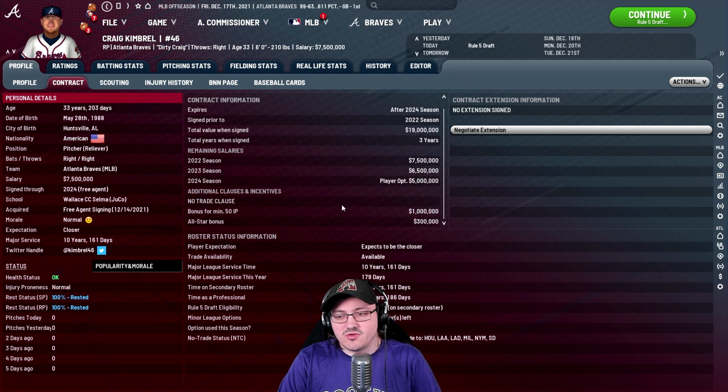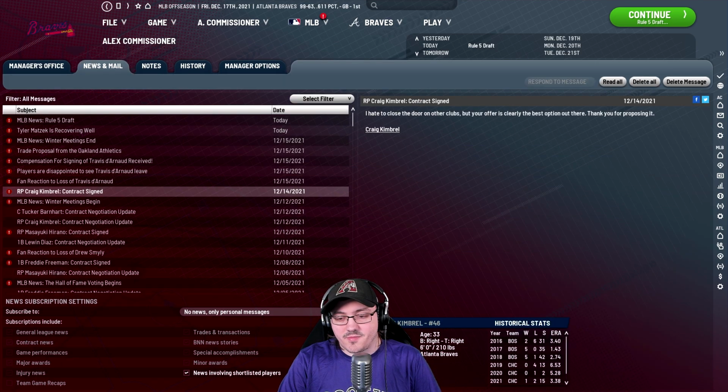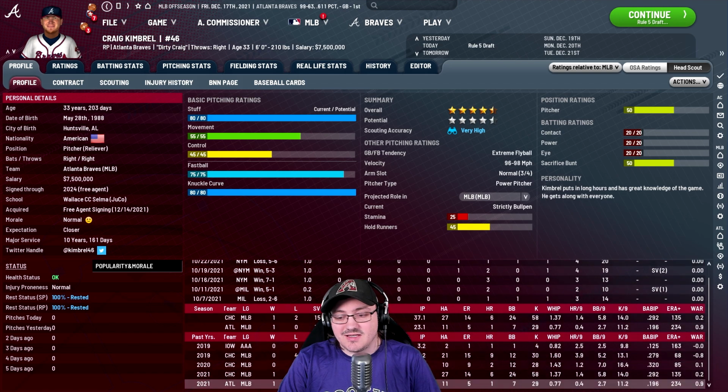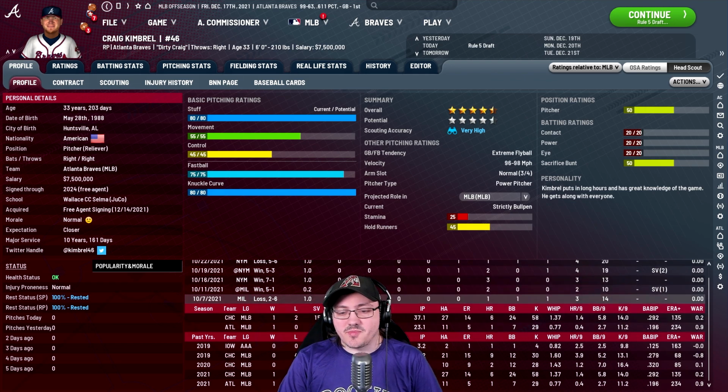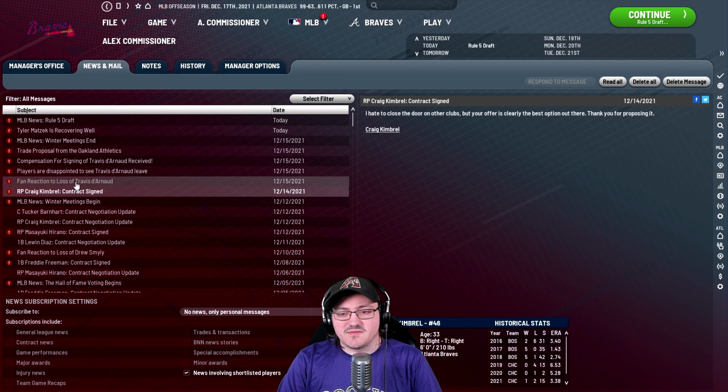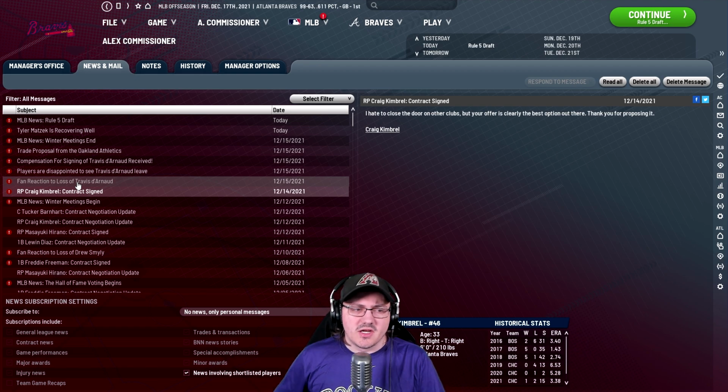Now, he does have a no-trade clause, so hopefully he doesn't fall apart on us, but he had a really good season in an Atlanta Braves uniform. So we are very happy to see if he can continue that up in the next couple of seasons, and he gives us just a veteran person in our bullpen to come back to our squad.